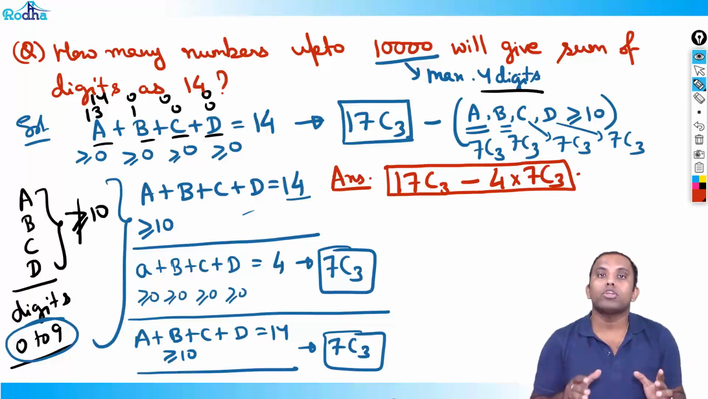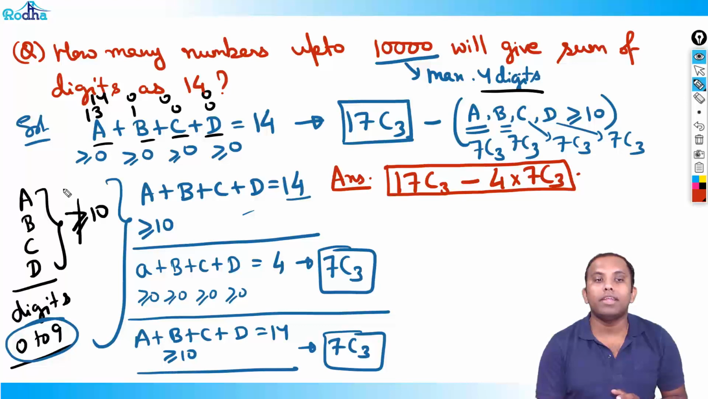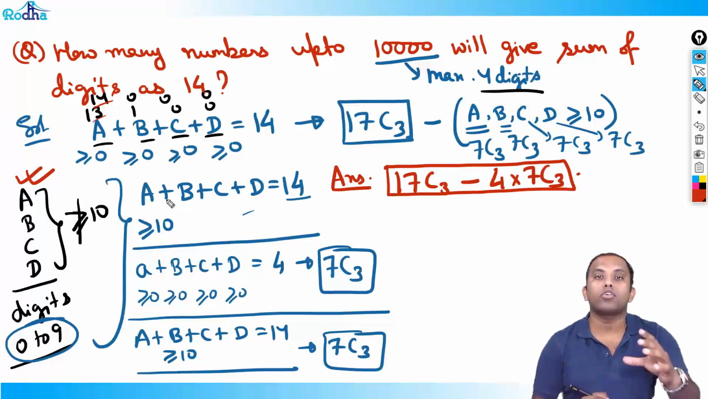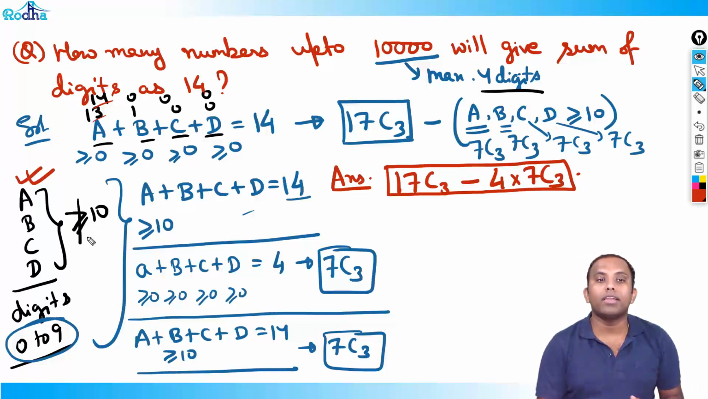If I write the total number of solutions as 17C3, then it will be wrong in our case, because here I'm assuming A, B, C, D are digits. Digits are only from 0 to 9. So if I write 17C3, it also includes the cases where A can be 13, or 14, or 12, or where B can be 10, or C can be 10. That means it includes all those cases which violate our condition. What is violating our condition? None of the variables A, B, C and D should be greater than or equal to 10. All should be less than or equal to 9.